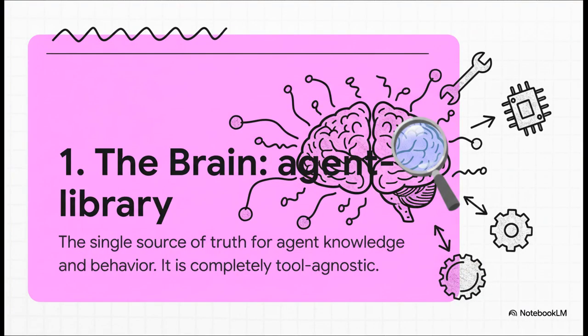First up, we have the agent library, and I love this metaphor. Think of it as the agent's brain. This repository is the one and only source of truth for everything the agent knows. Its skills, its rules, its personality. But here's the most important part. It is completely tool agnostic. That means if you decide to switch from one AI coding tool to another, this brain stays exactly the same. All that valuable intelligence is preserved.